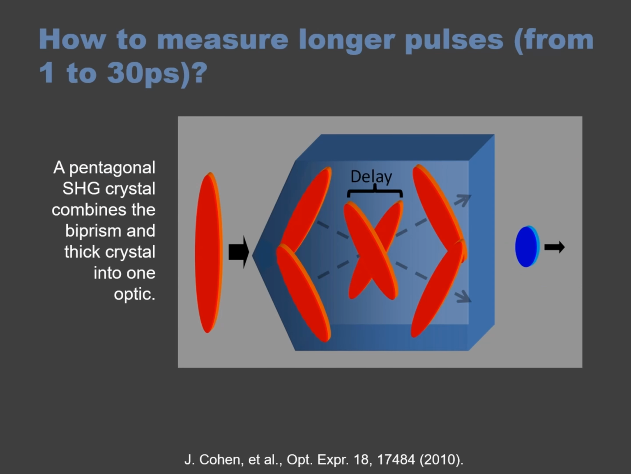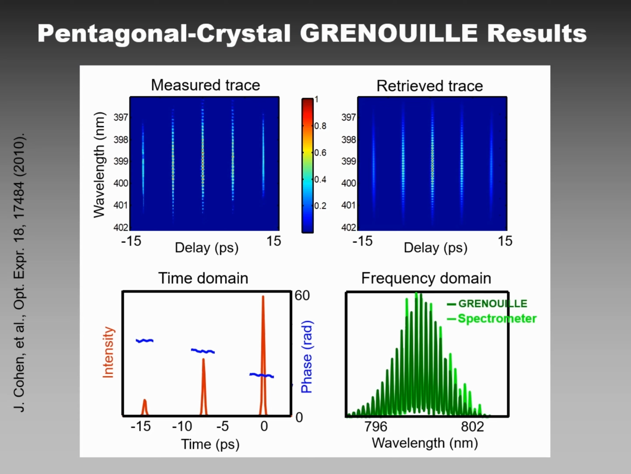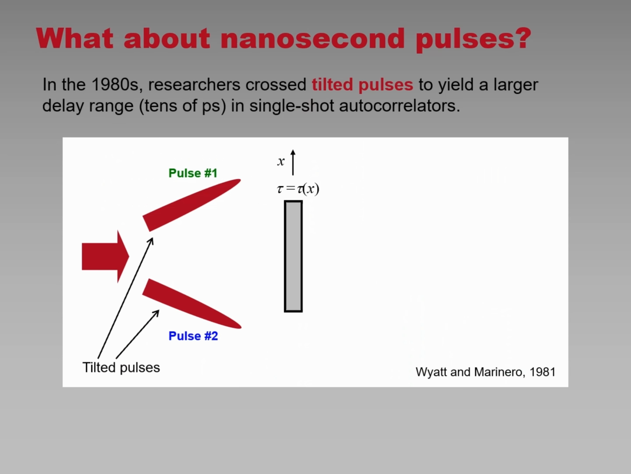So how can we measure longer pulses, from about 1 to say 30 picoseconds? Simple, use a GRANUI with a pentagonal second harmonic generation crystal, which combines the biprism and thick crystal into one optic. It crosses the beams inside the crystal, and it can measure pulses as long as about 30 picoseconds. And here are measurements of a train of about 3 pulses. It's a fairly complex pulse with a time-bandwidth product of about 30, but the pentagonal crystal GRANUI can measure it quite well. What about even longer, say nanosecond pulses?